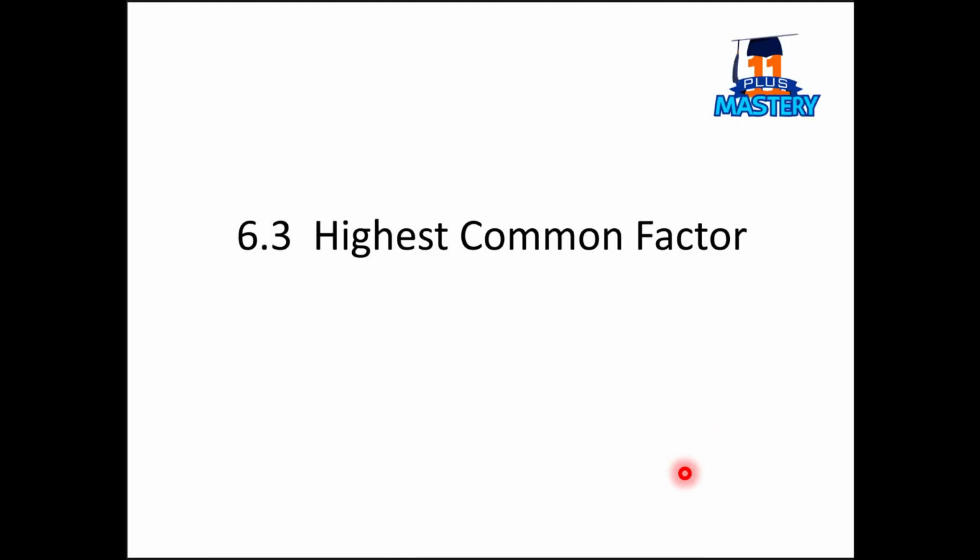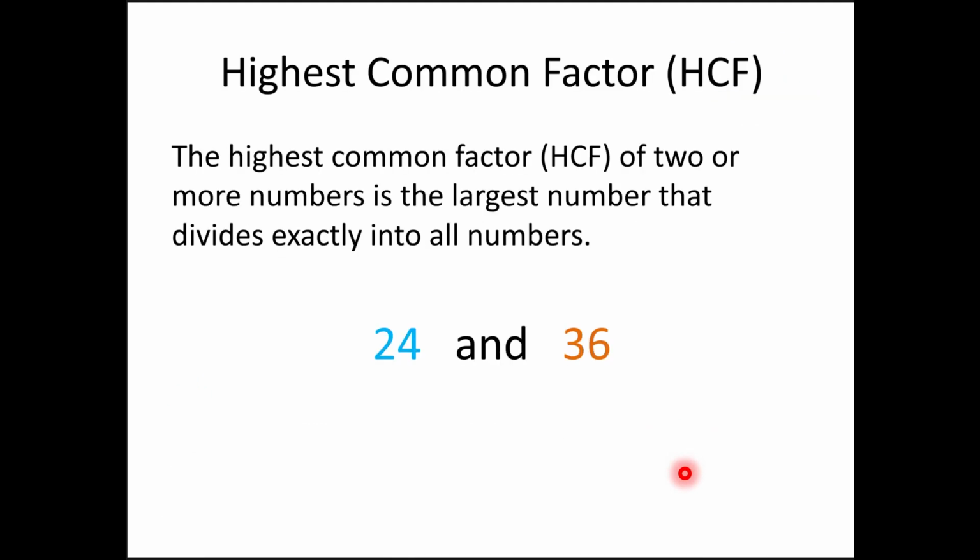Highest common factor. The highest common factor, often written as HCF, of 2 or more numbers is the largest number that divides exactly into all numbers. So if I have the numbers here of 24 and 36, 2 goes into both numbers, but it's not the biggest number that goes into both numbers. The biggest number that goes into both numbers is 12. So 12 is my highest common factor. 2 times 12 being 24, and 3 times 12 being 36.